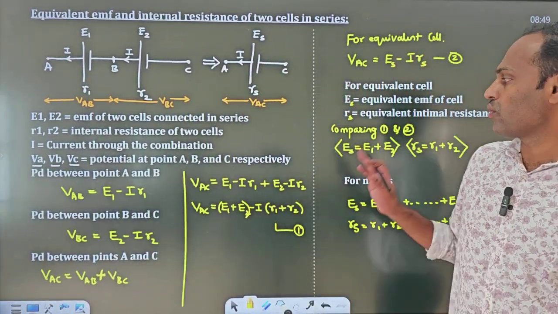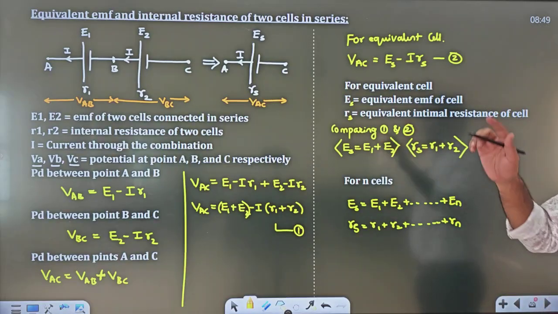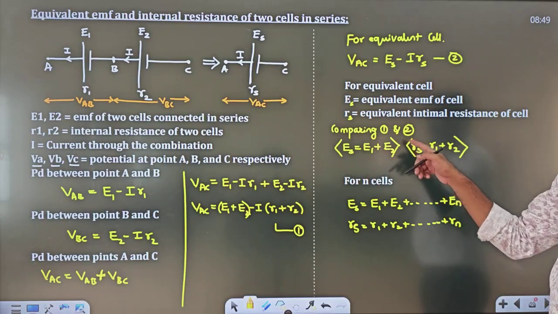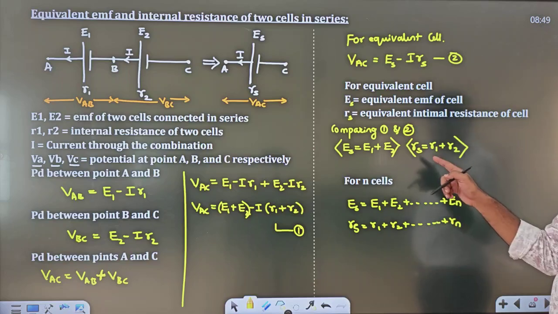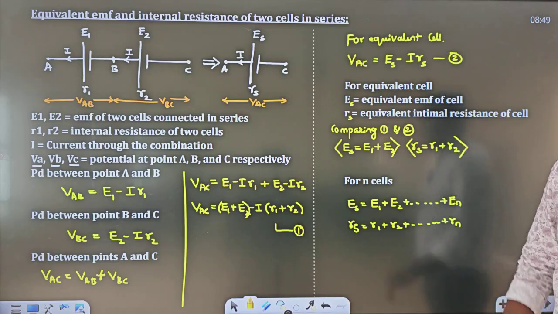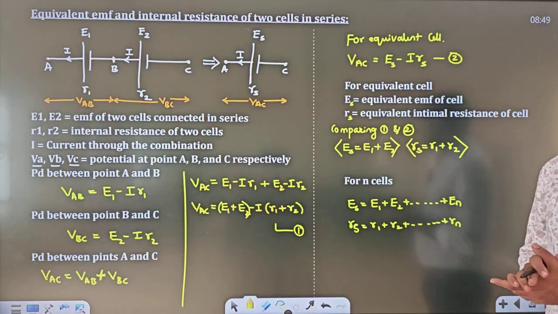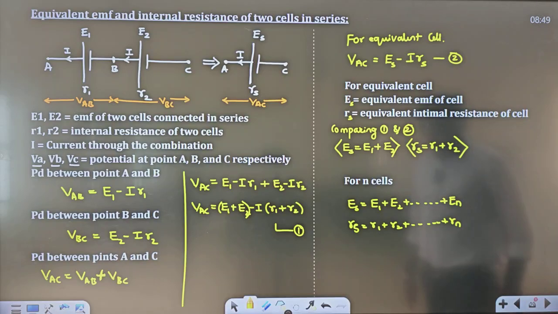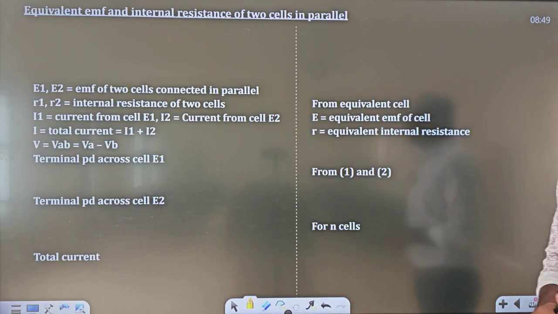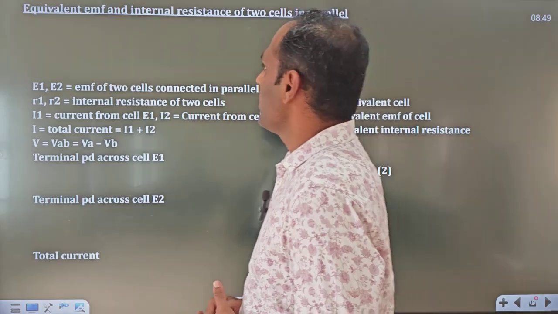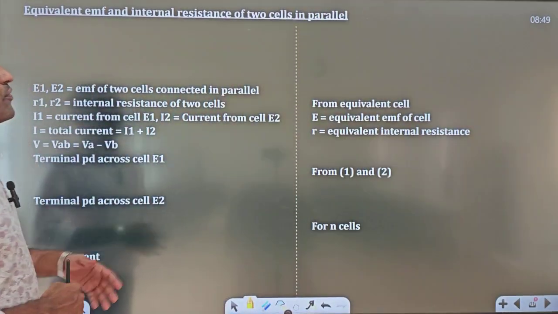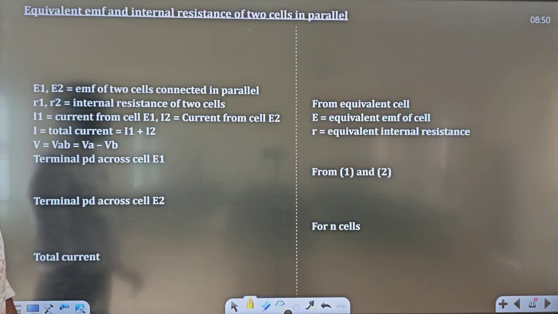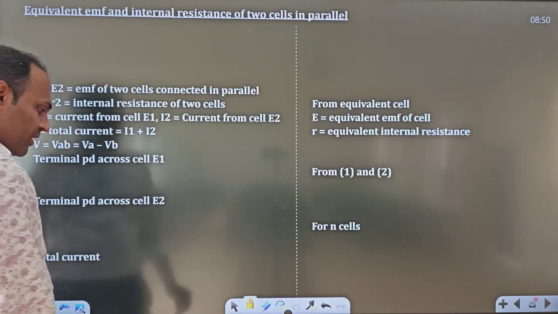So that is all about how to derive the equation of effective equivalent EMF and equivalent internal resistance when two cells are connected in series. Hope you have understood the derivation. Okay. Next, we'll go for the second derivation, that is equivalent EMF and internal resistance of two cells connected in parallel. We'll go for the parallel combination now.